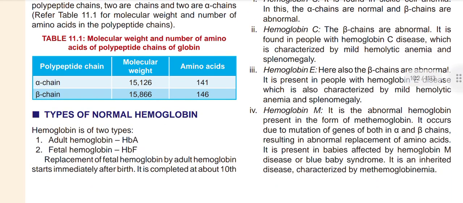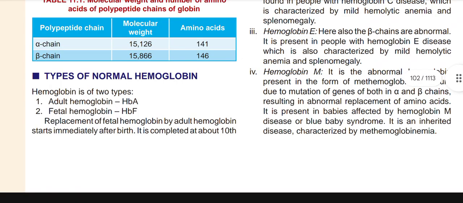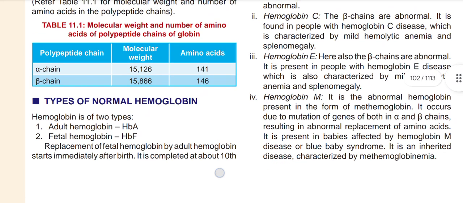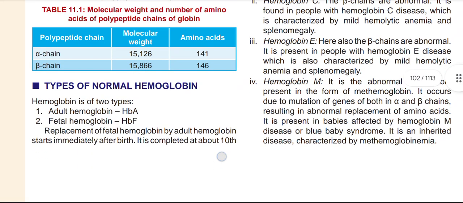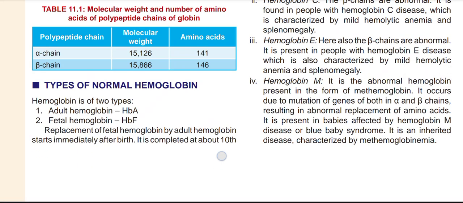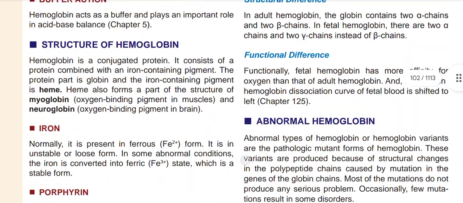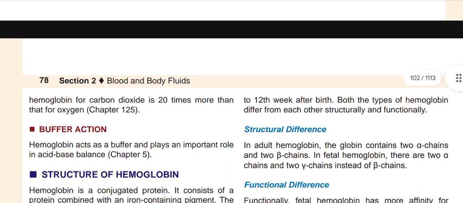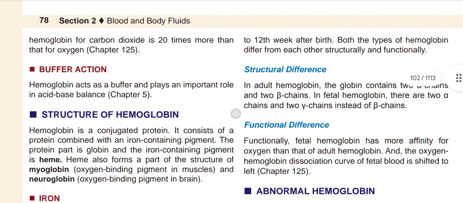Now types of normal hemoglobin. Hemoglobin is of two types. One is adult hemoglobin or HbA, and one is fetal hemoglobin or HbF. Other hemoglobins are also present, like HbA1, A2. Replacement of fetal hemoglobin by adult hemoglobin starts immediately after birth. It is completed about 10 to 12 months after birth. Both types of hemoglobin differ from each other structurally and functionally.